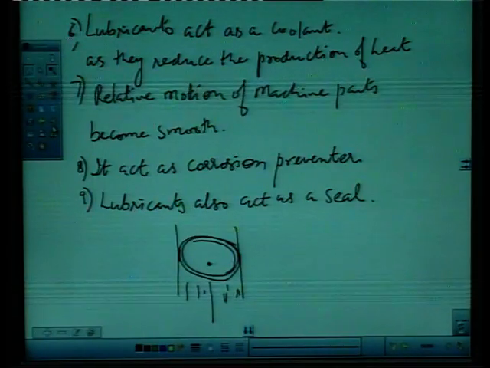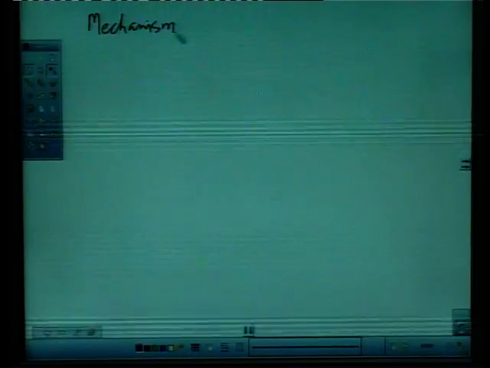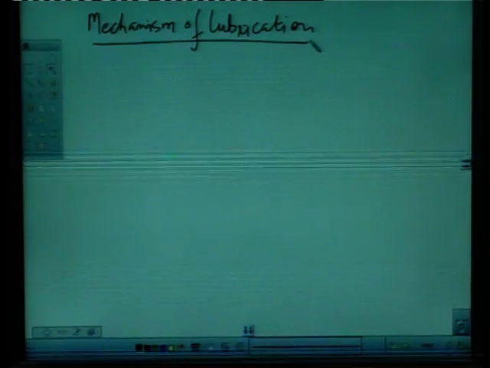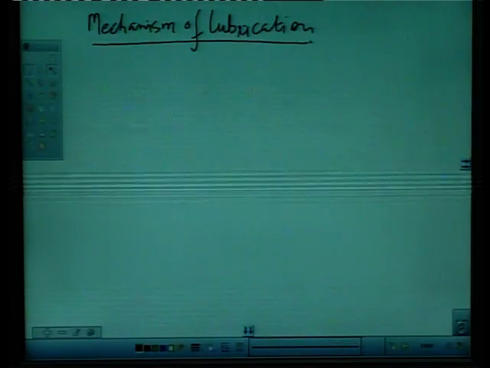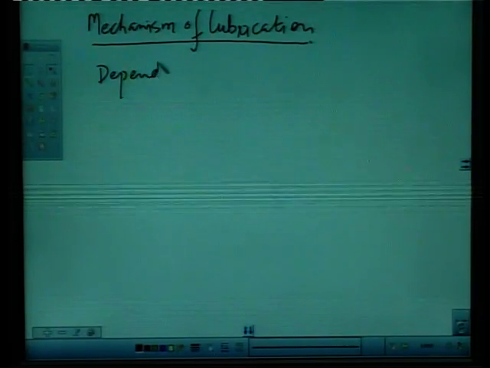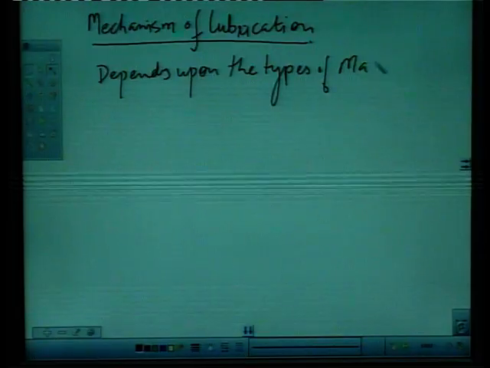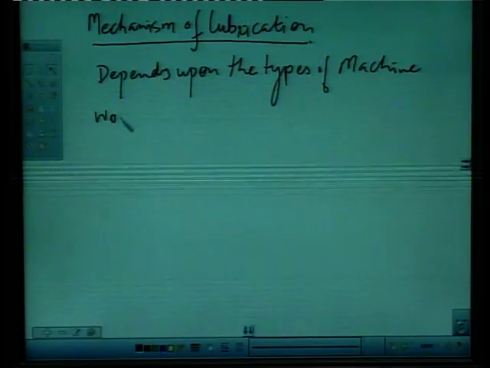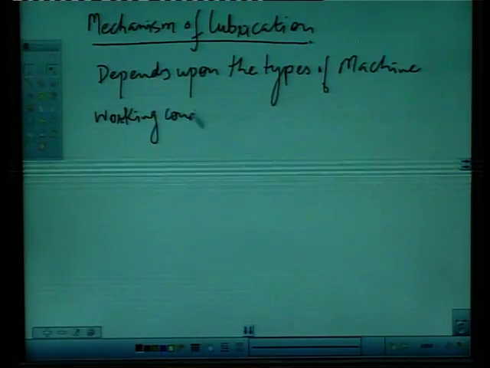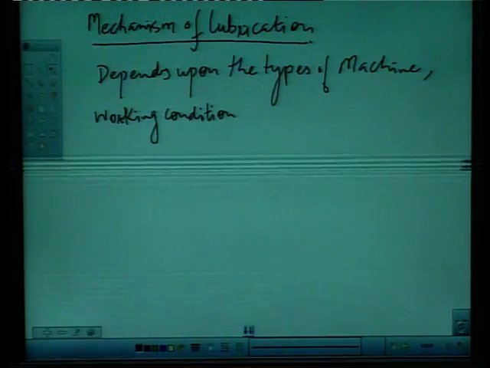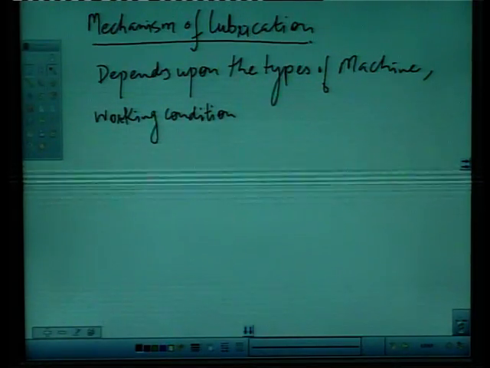Next is the mechanism of lubrication. The mechanism of lubrication depends upon the types of machine and working conditions, that is, whether it is light or heavy machinery, or slow or fast moving.